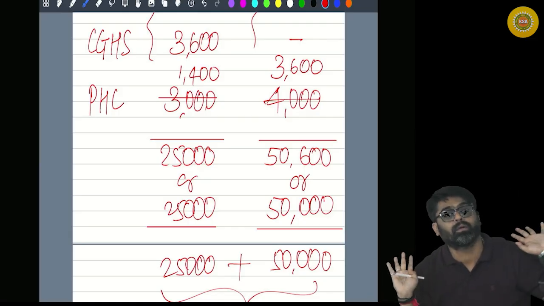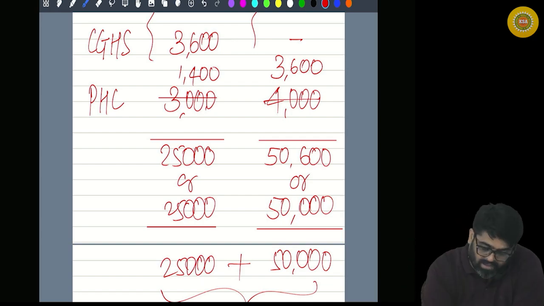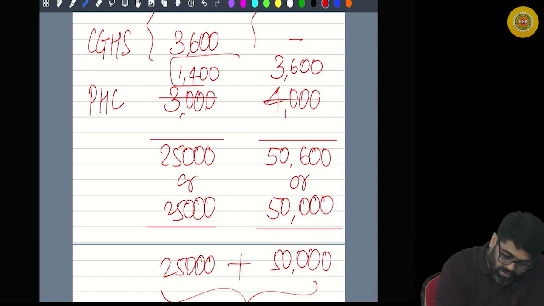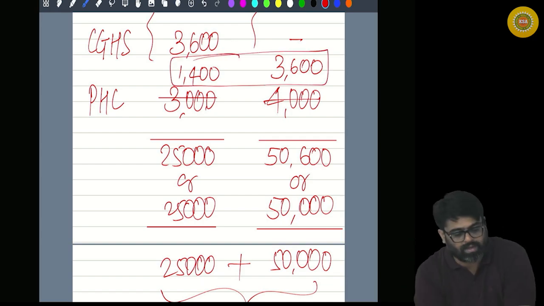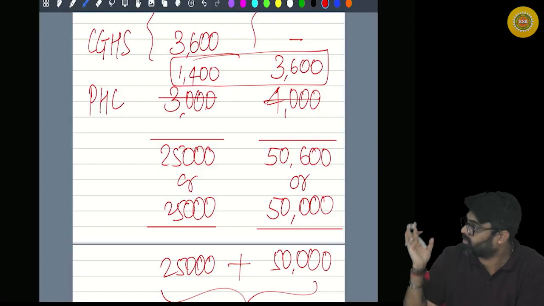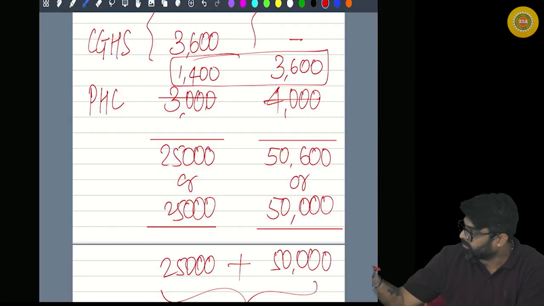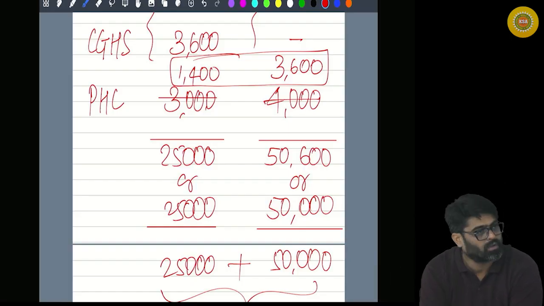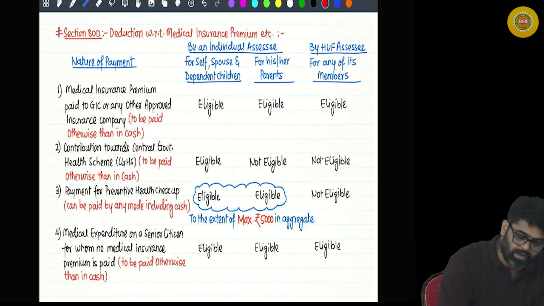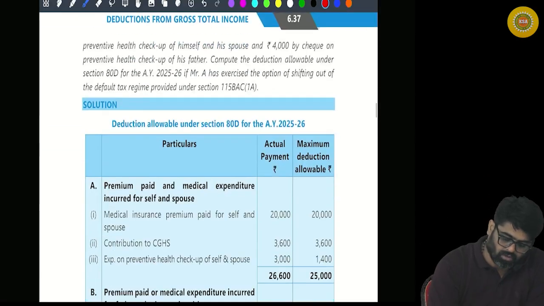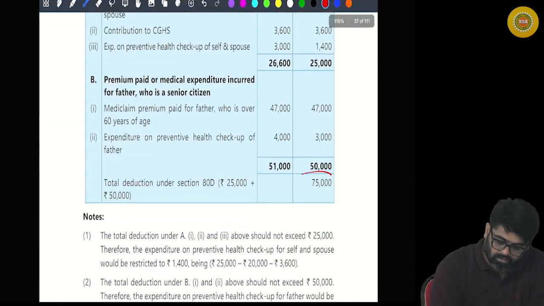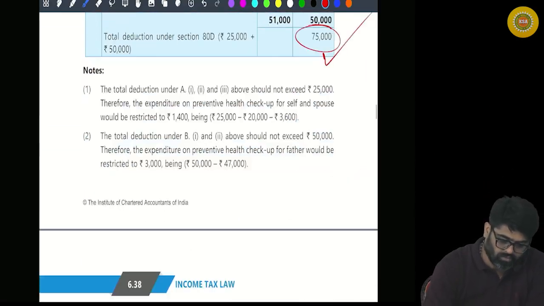Getting my point? But both taken together cannot be more than 5,000. Got it, sir? We have qualified within 5,000, but we have qualified in such a way that the maximum benefit we can claim. Got it, sir? Should I move ahead? Yes or no? Total deduction 75,000, which we also got.